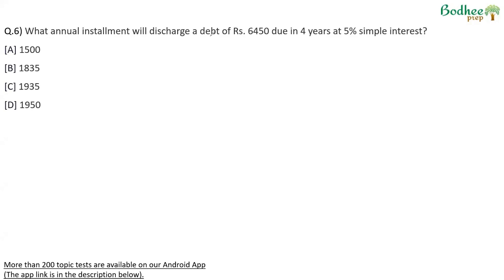What annual installment will discharge a debt of 6,450 due in 4 years, at 5% simple interest? So at year 1, year 2, year 3, year 4. This amount is due in 4 years. So at the end of the 4th year, 6,450 is to be paid.